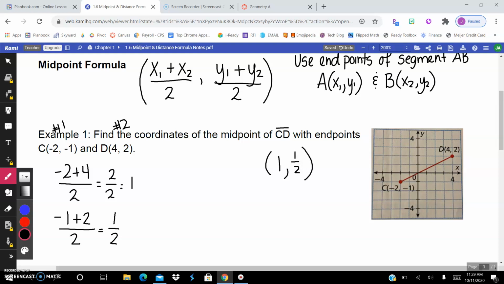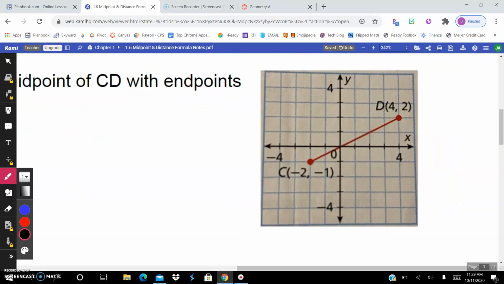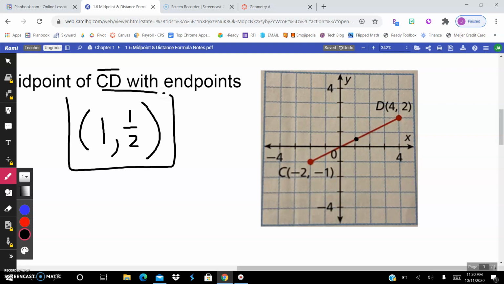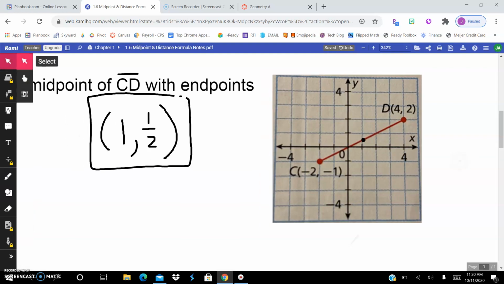If I go over to this picture and plot a point at (1, 1/2), it goes right there, and that would be the exact midpoint of that line. So that is my answer. They wanted the ordered pair of that point.